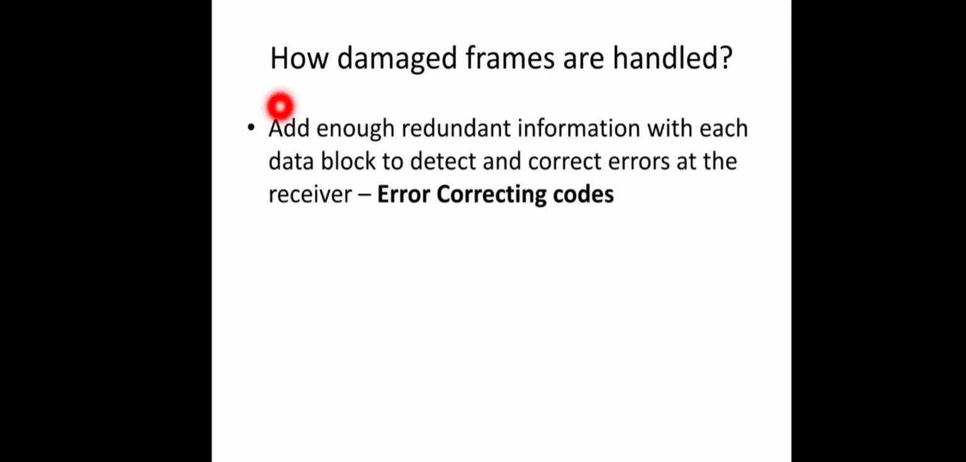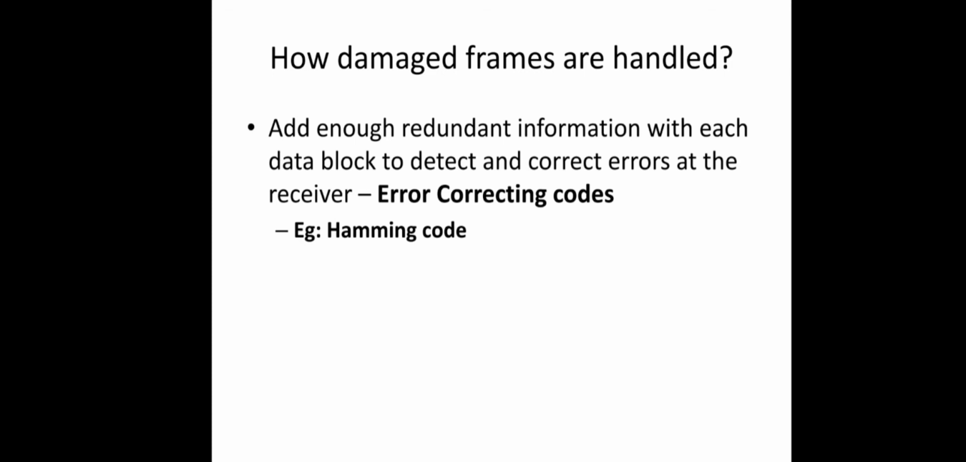First method is to add enough redundant information with each data block or each data frame to detect and correct errors at the receiver. Such codes are called error correcting codes. At the sending side, the data link layer will add extra information so that at the receiver, the data link layer can check for errors, detect errors, and if errors are there, it can also correct them. Hamming code is an example of error correcting codes. This type of error correction is called forward error correction.